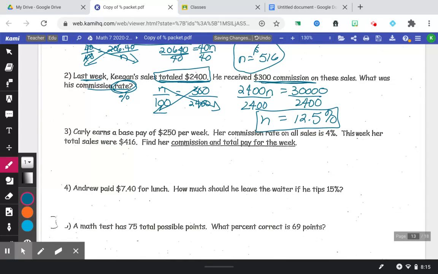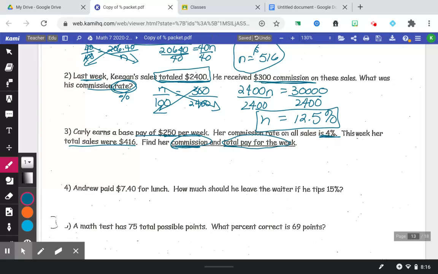Okay, Carly earns a base pay of $250 per week. Her commission rate on all her sales is 4%. This week, her total sales were $416. Find her commission and the total pay for the week. So this is a two-part question. First, let's find her commission. The base pay of $250, that's what she's going to get no matter what. That has nothing to do with the commission. So I'm just going to look over the 250 for right now.